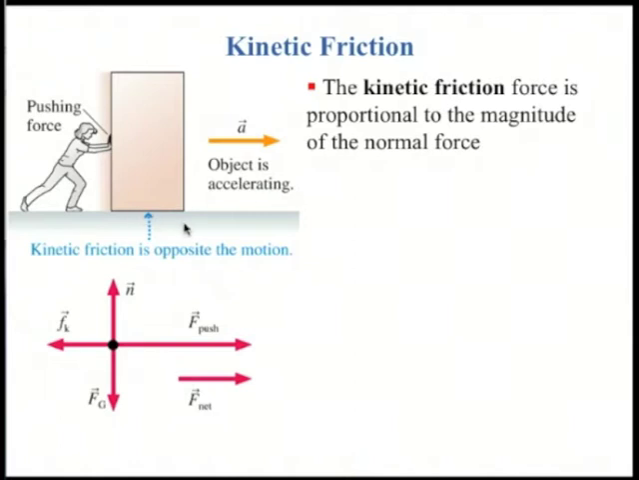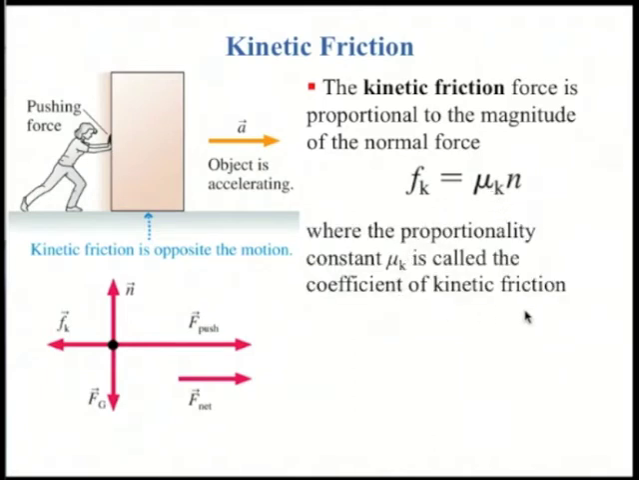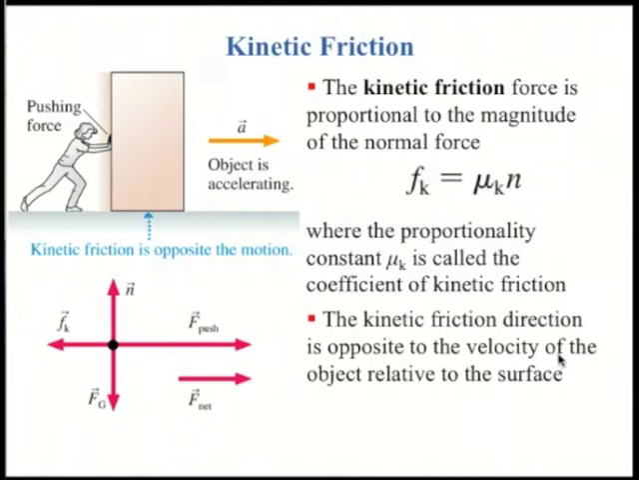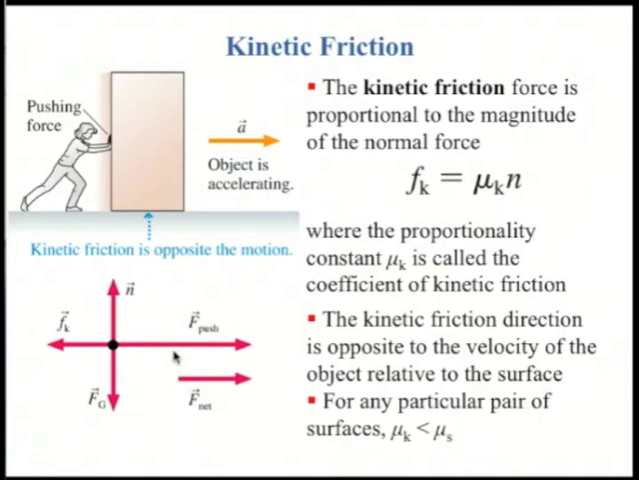If an object is sliding along a surface, there's a kinetic friction force which is proportional to the amount of the normal force. The equation for kinetic friction is mu sub k times the normal force, and mu sub k is called the coefficient of kinetic friction. Kinetic friction is in the direction opposite to the object's velocity. Here an object is moving towards the right. It's also accelerating towards the right because the kinetic friction force is less than the pushing force. And it turns out that for any particular pair of surfaces, the coefficient of kinetic friction is less than the coefficient of static friction.